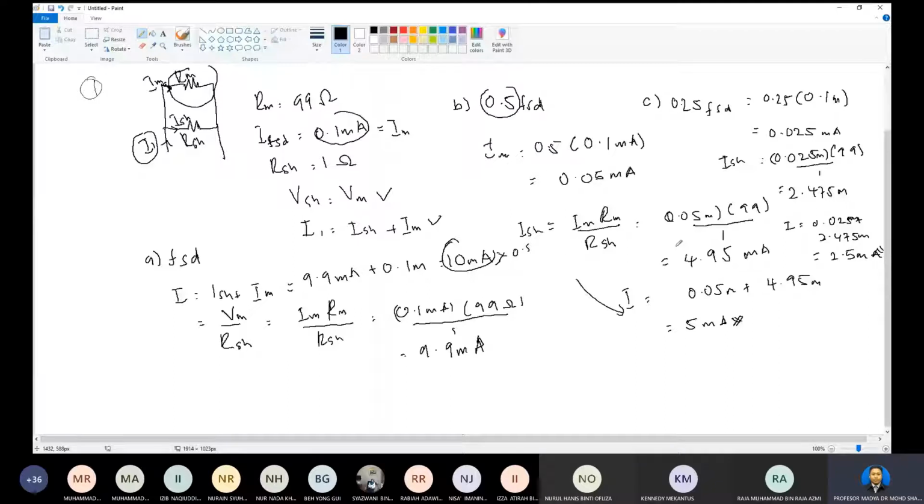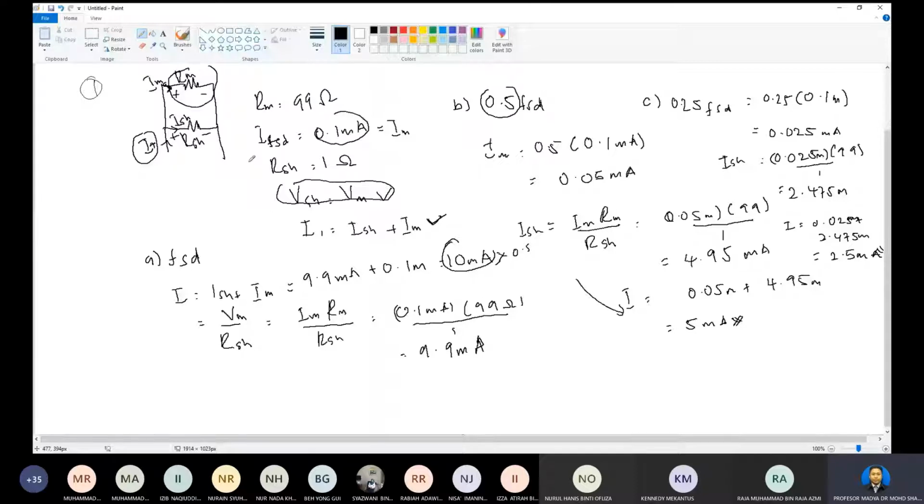So this is question number 1 of tutorial 2. The basic point I mentioned is that this voltage will be the same as this one, which you have to remember. The total current here we call IT. The total current is I shunt plus IM. That is another formula that you have to remember. So that is for question number 1.